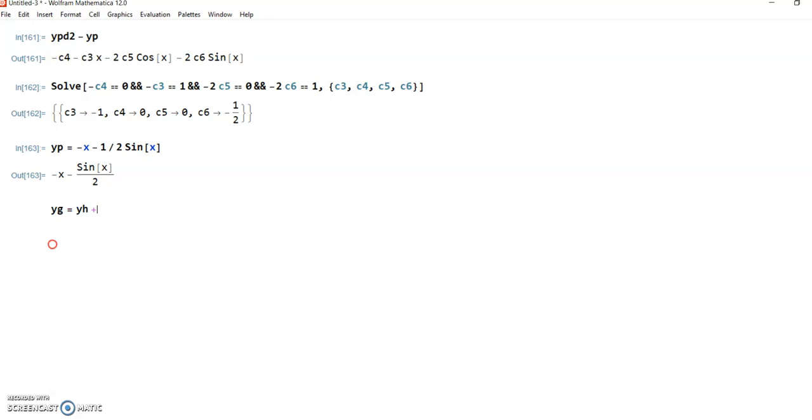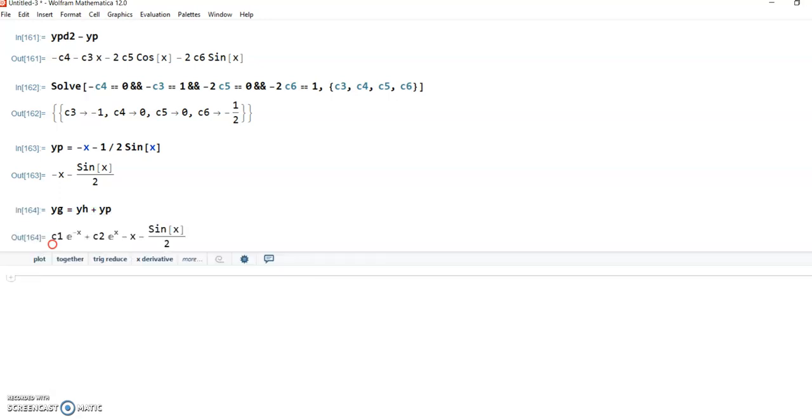After this particular solution, the general solution I can represent by yg is equal to yh plus yp. Yh was the homogeneous solution which we wrote earlier. So this is the general solution. So in this general solution, now we have to find the values of C1 and C2.